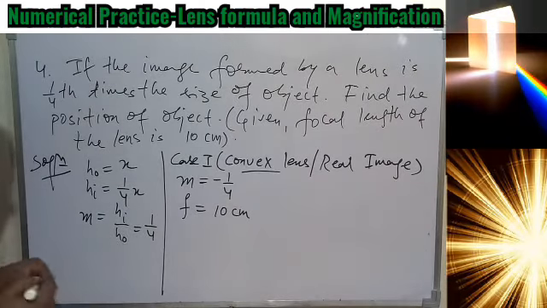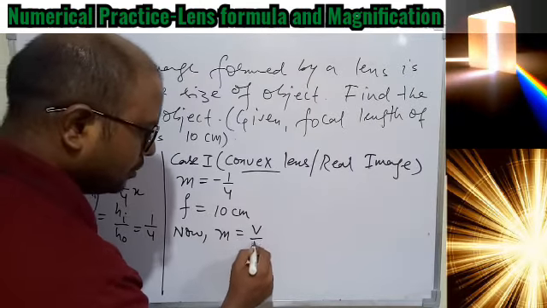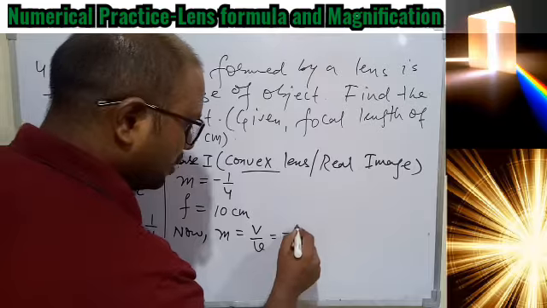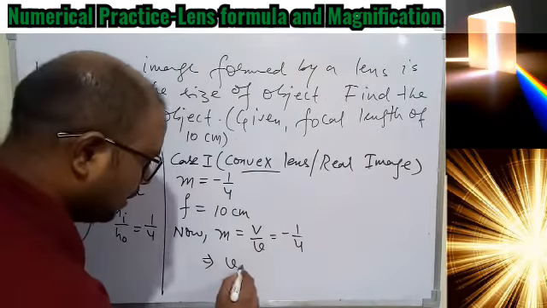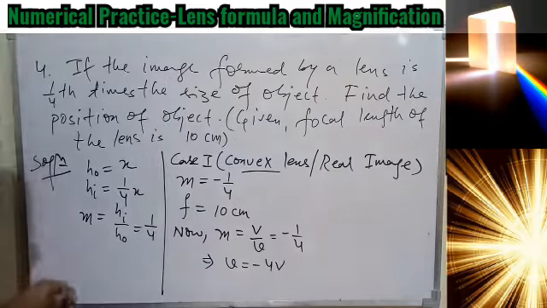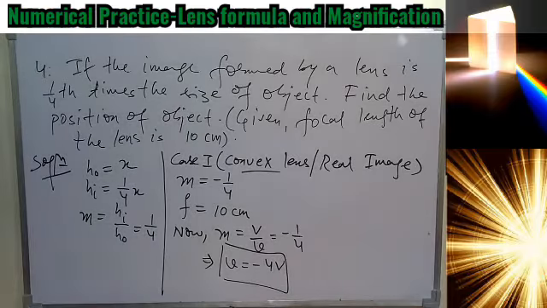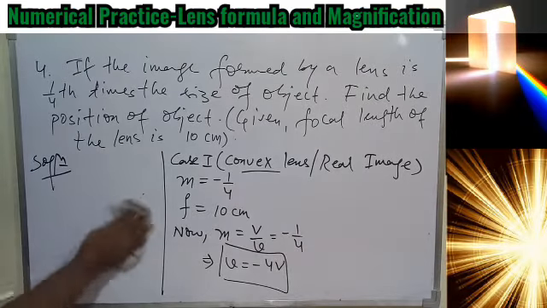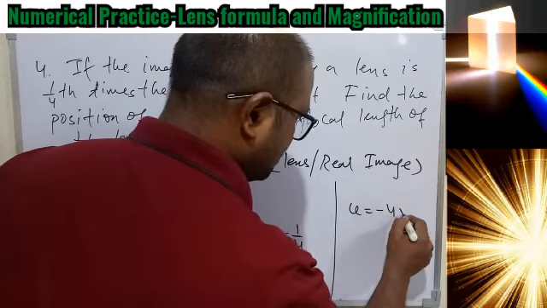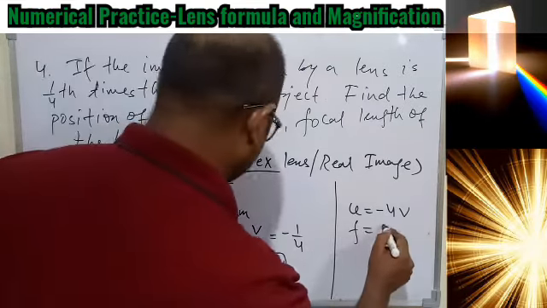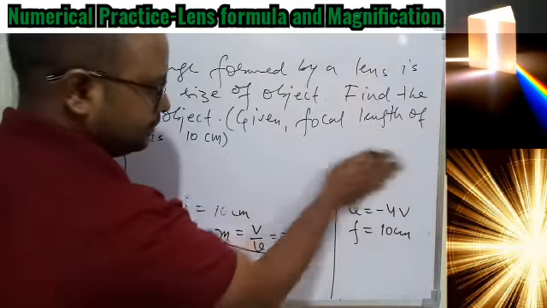Okay. So now let's solve it. Very first, we can write down M is equal to V upon U, and that is how much? -1/4. So from here we can write down, U is equal to -4 times V. So we got one equation, and we'll use this equation in the lens formula and solve it. So I'm writing here directly, U is equal to -4 times V, F is equal to 10 centimeter. I hope this part is clear.